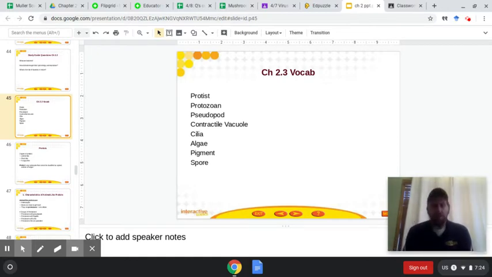Protozoans with flagella. We've talked about flagella this year. The second group of protozoans are the flagellates. Flagellates are protozoans that use long whip-like flagella to move. Some live inside the bodies of other organisms. One type of flagellate lives in the intestines of termites. When the termite eats wood, the flagellate breaks it down into sugars that the termite can eat. So they help the termite out.